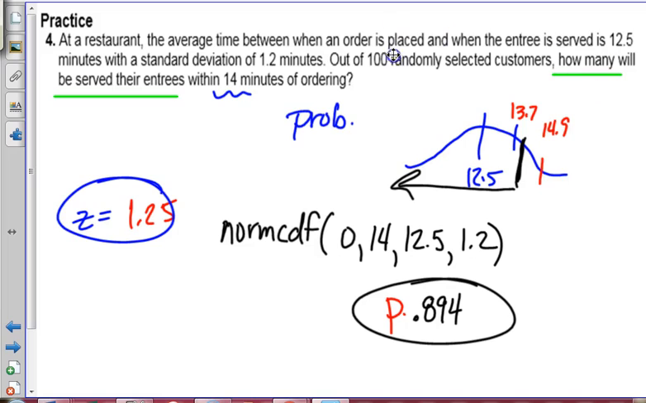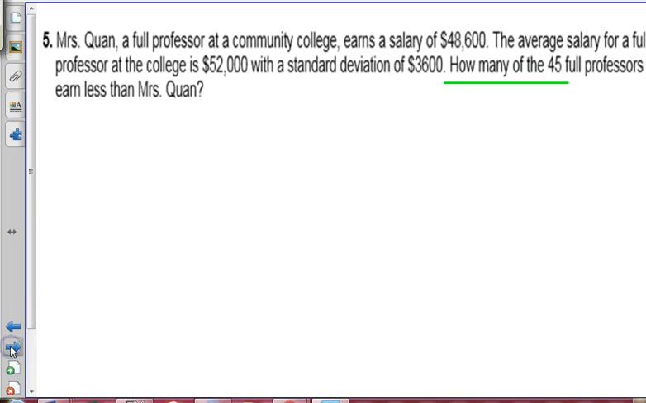Okay. But out of 100 customers, how many would be served? 89, because you just multiply this by 100. So you'd have 89 customers would get their food within that time frame. Okay.